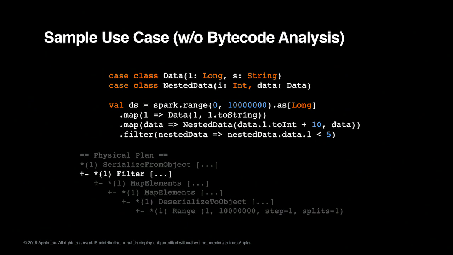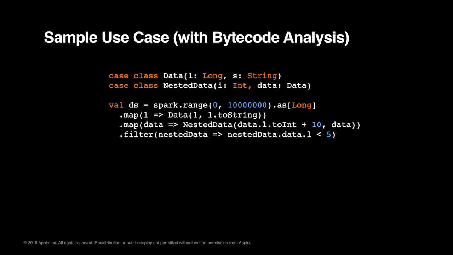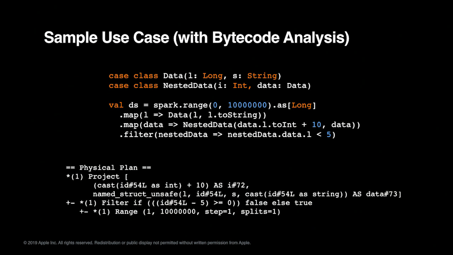And what is important is that those map transformations are black boxes. You really don't know what's going on inside them, so you cannot optimize them. And the filter is really executed after those two map transformations. So the same query, but with bytecode analysis, will give us a much simpler and more efficient physical plan. So this is what was actually executed.